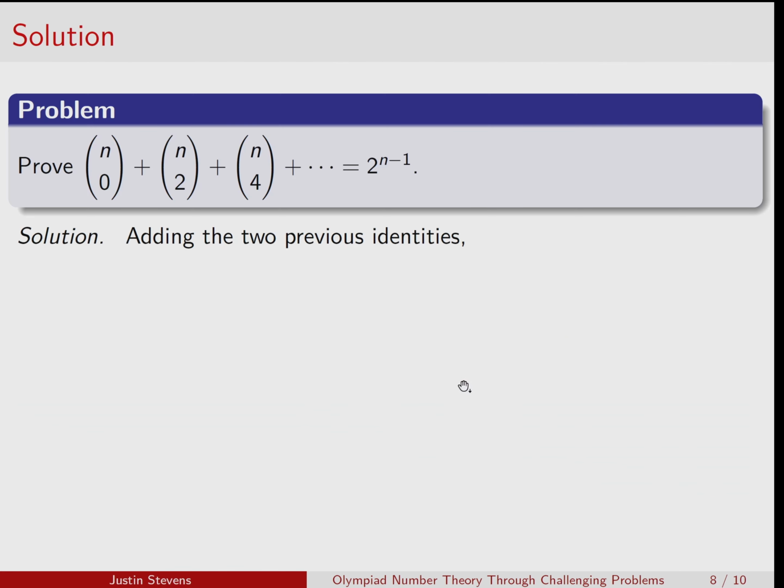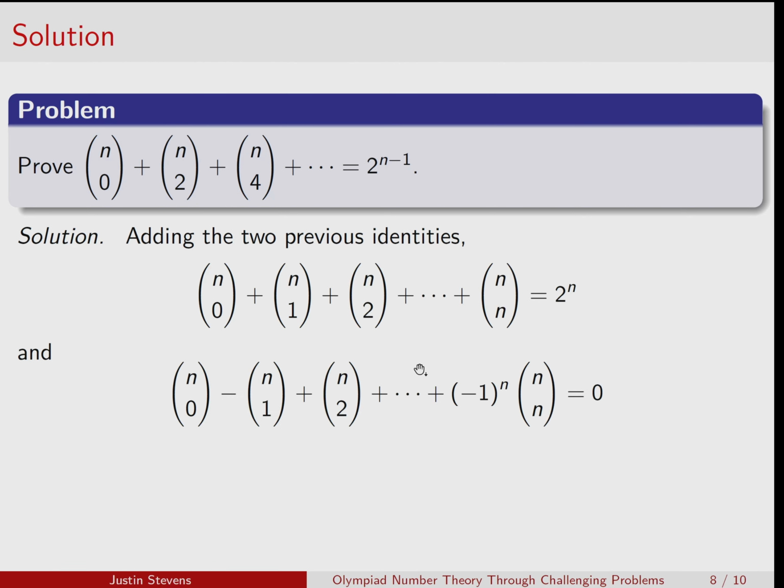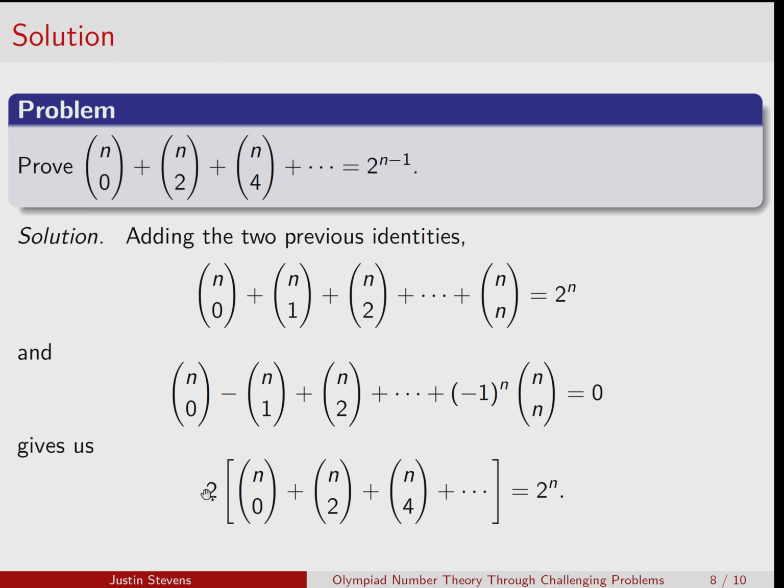To do this, we see that if we add the previous two identities, which we've shown here, all of the odd terms are just going to cancel out. So n choose 1 terms cancel out, n choose 3 terms cancel out, and so forth. This gives us 2 times all of the even ones, so n choose 0, n choose 2, n choose 4, is equal to 2 to the nth power. But if we divide by 2, we get the desired identity, that every other term of the nth row of Pascal's triangle sums to 2 to the n minus 1.